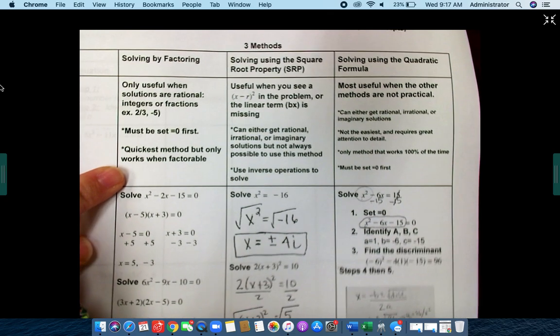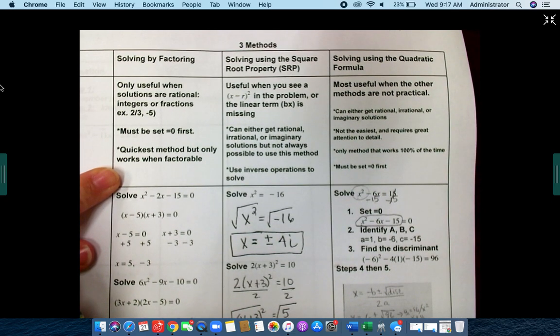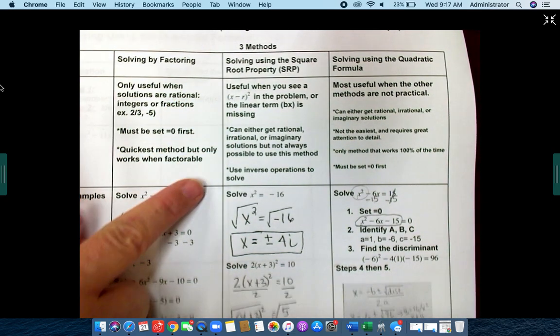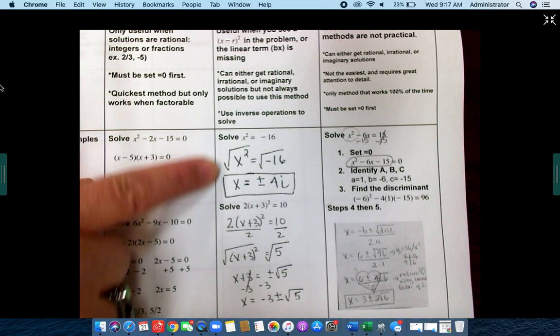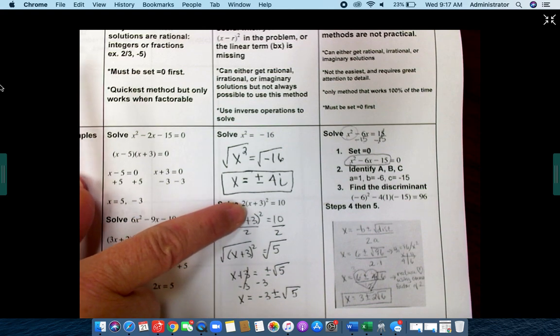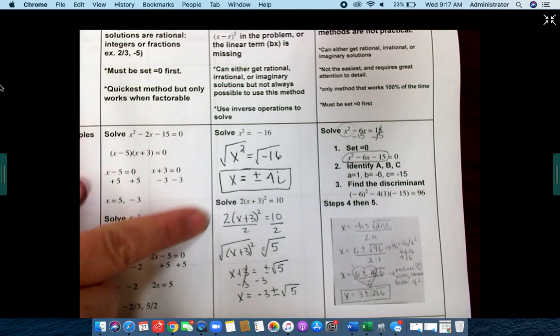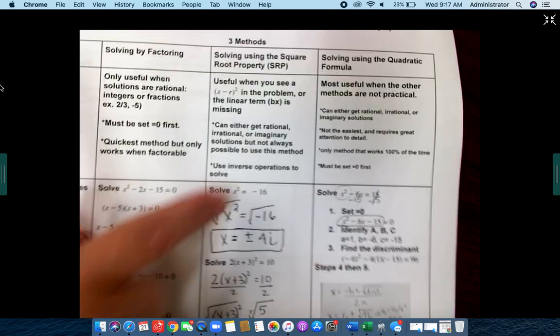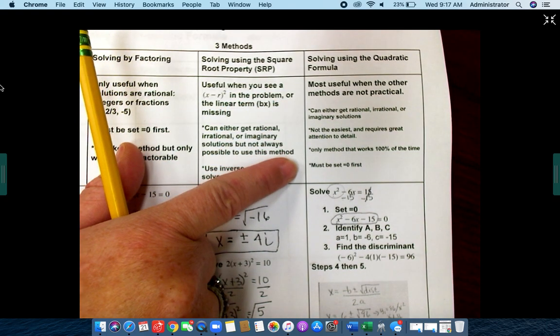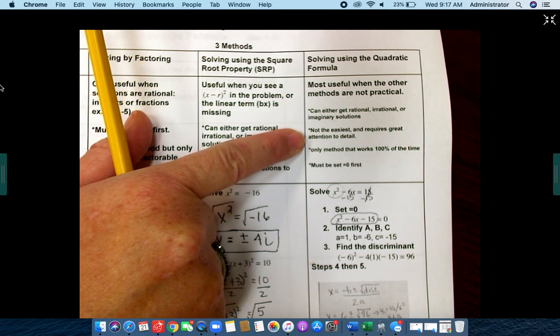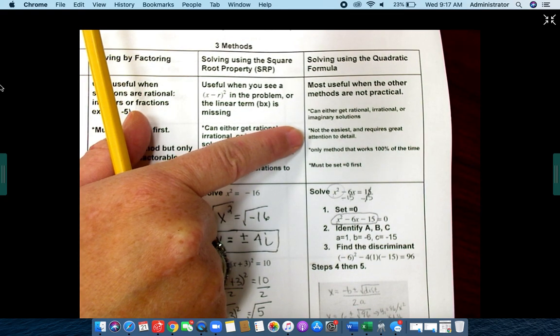but it only works if the quadratic trinomial is factorable. Square root property, when we see problems that look like this, where we either have x squared equals a number or maybe a quantity squared in it, parentheses squared, that's when we want to use square root property. The quadratic formula will work for every single type of quadratic function, but it is not always the easiest, and it can require great attention to detail. So we want to be precise with our steps.